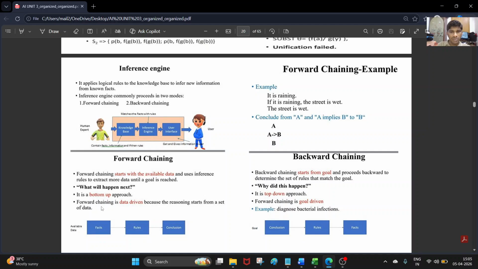In a reverse way, backward chaining works. It will take the conclusion. From the goal, we will proceed. From the goal, that is from the conclusion, we will use the rules and we will arrive at the facts. So these are the two types of inference. One is forward chaining, another one is backward chaining.